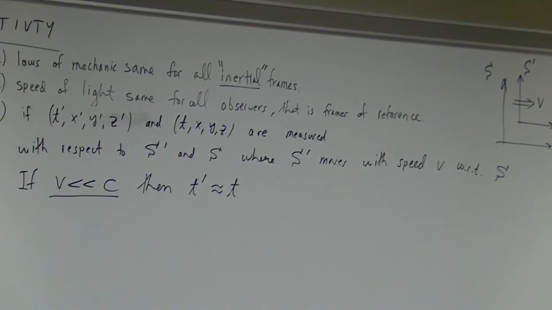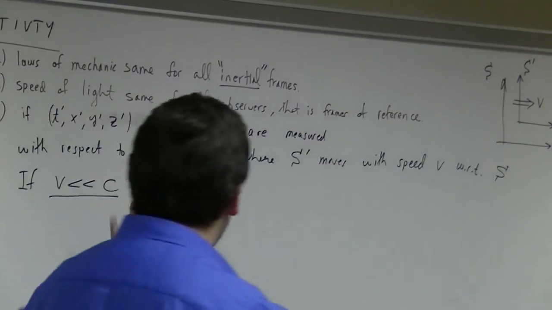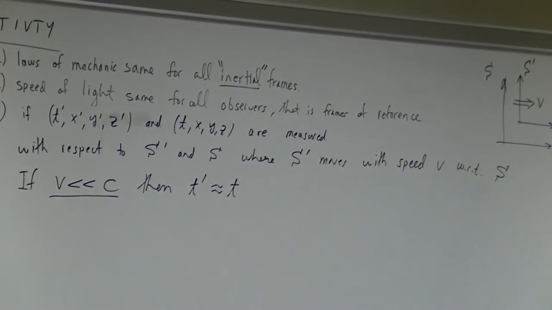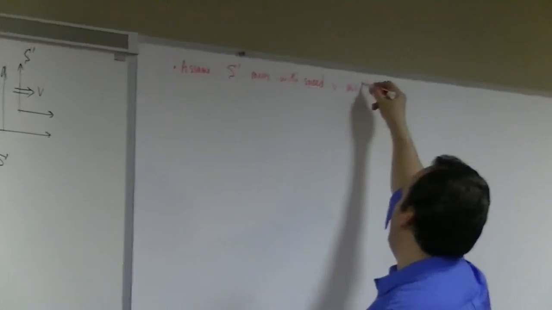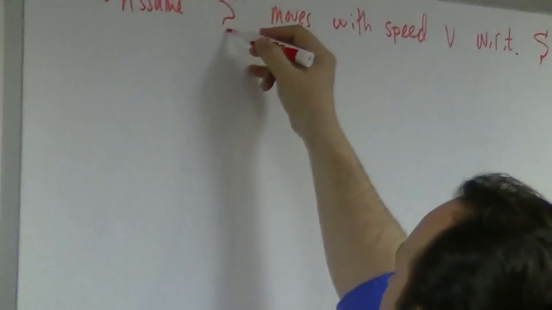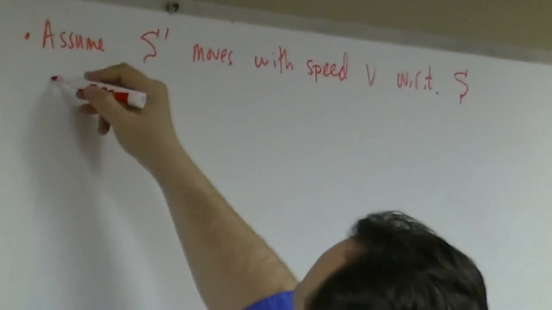Oh, okay, so anyway, getting to the point. You can derive, consistent with these axioms, the following relations. Here it goes. We're going to assume that S prime moves with speed v with respect to S, here in the x direction.